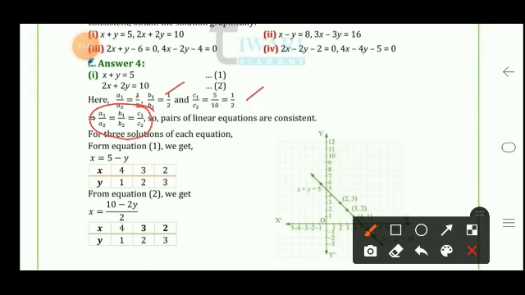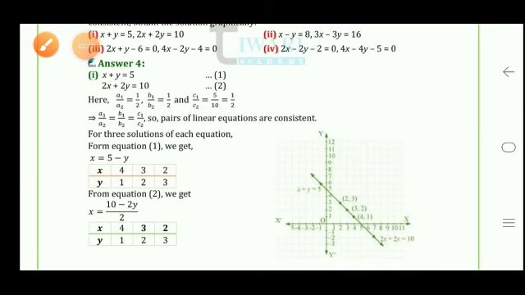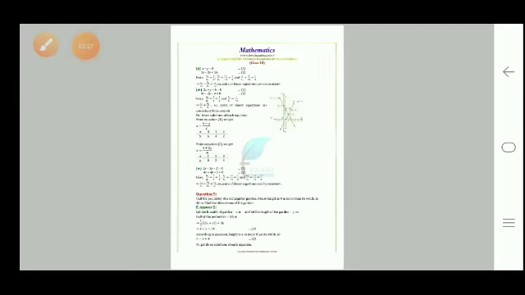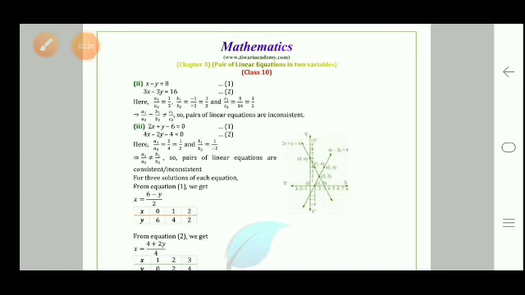So for the first equation, the table is: if x is equal to 4, y is equal to 1; x is equal to 3, then y is equal to 2; if x is equal to 2, then y is equal to 3. So from equation 2, we get x is equal to (10 minus 2y) whole upon 2, so in this we got the table: x is equal to 4, then y is equal to 1; if x is equal to 3, then y is equal to 2; x is equal to 2, then y is equal to 3. So we are getting a coincident line. Now moving towards the second part.